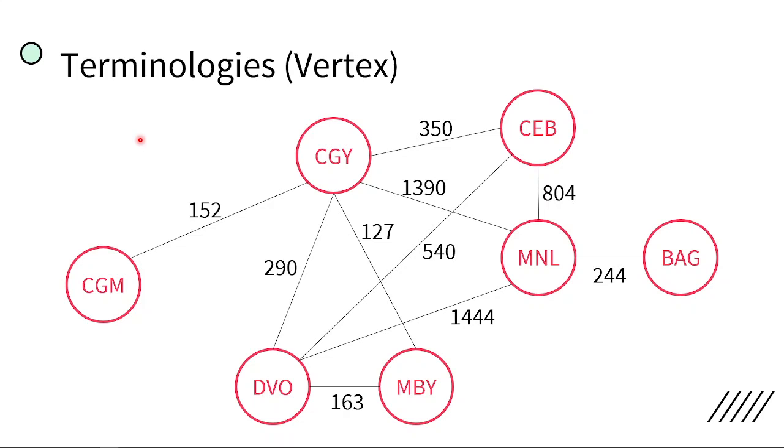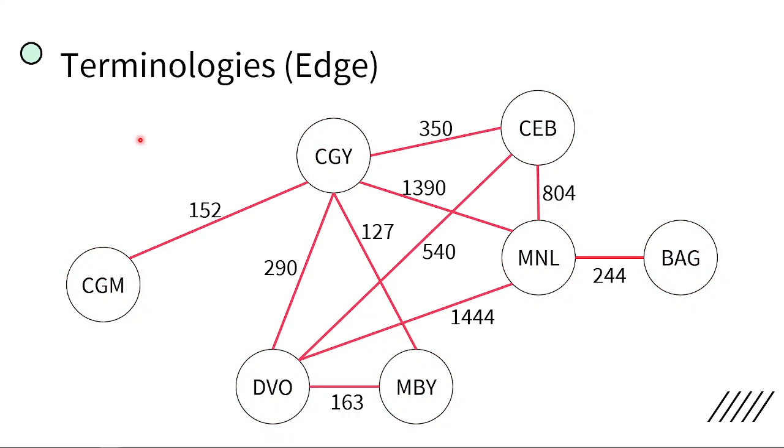A vertex is one of the two basic building blocks when making graphs. There are many vertices here. They're just represented as circles. Next, we have edges. Edges are represented by lines. Basically, an edge is just a connection between two vertices. So an edge is a connection from one vertex to another vertex.